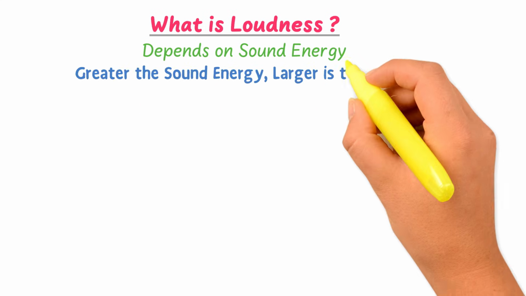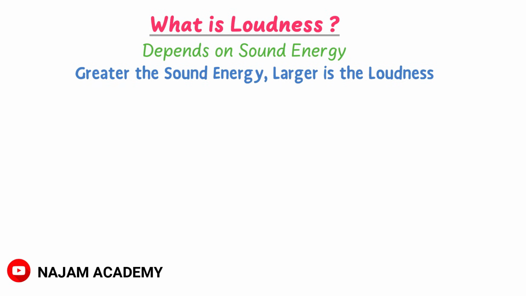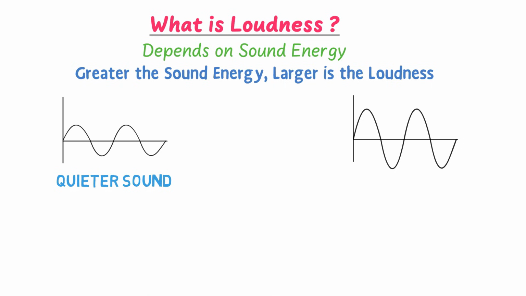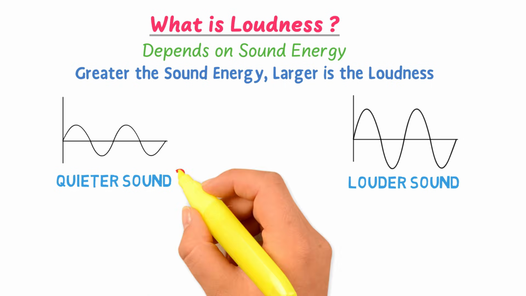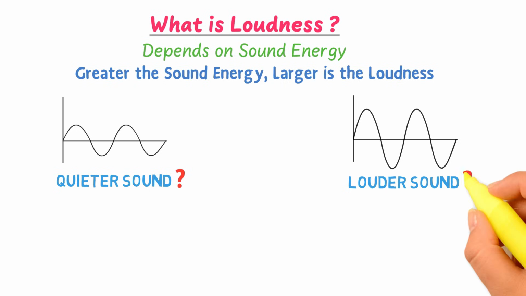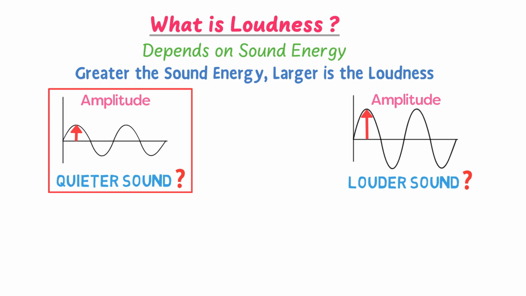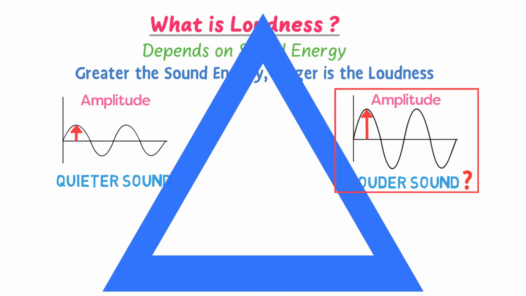Well, loudness of a sound depends on sound energy. The greater the sound energy, the larger the loudness of a sound, and vice versa. For example, consider this sound and this sound. This is a quiet sound and this is a louder sound. Now, why is this a quiet sound and this a louder sound? It is because the amplitude of this sound is small while the amplitude of this sound is large. So this is a quiet sound and this is a loud sound.